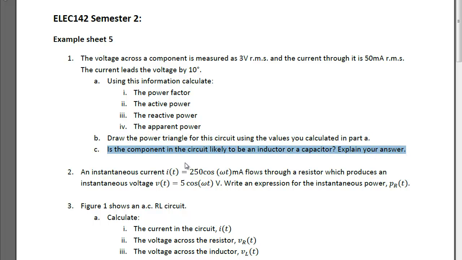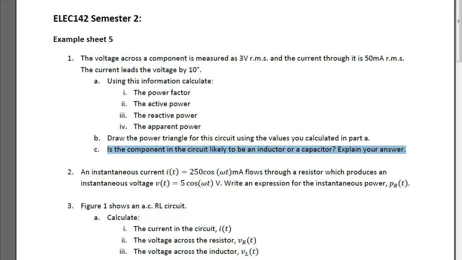This is a question you might not be used to answering. It isn't just asking you to plug some numbers in and get an answer out. This is asking you to actually think about what's going on. So it's a mystery component. We've worked out some answers. Now we want to make a deduction using what we know. Is this mystery component, assuming it's just one component, likely to be an inductor or a capacitor, and give a reason?